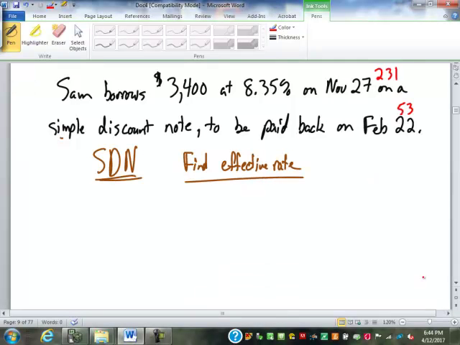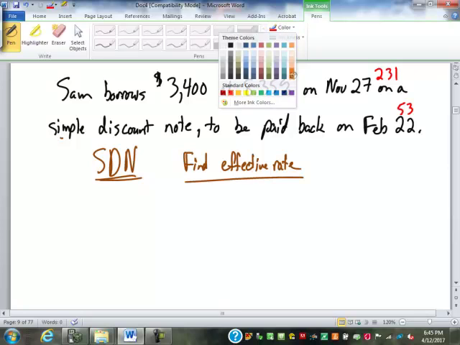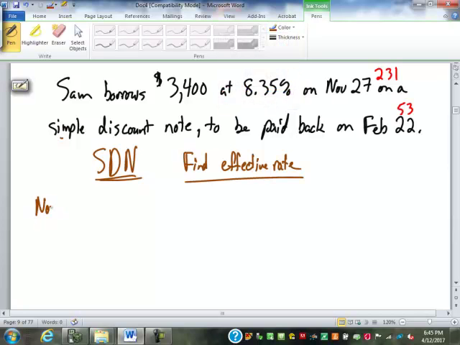Let's see if you're heading in the right direction. November 27th, is it 230 or 231? 231. And of course, February 22nd is 53. So we are looking at the days in between there, going from November 27th, which is 331. 331, I'm sorry. 331.